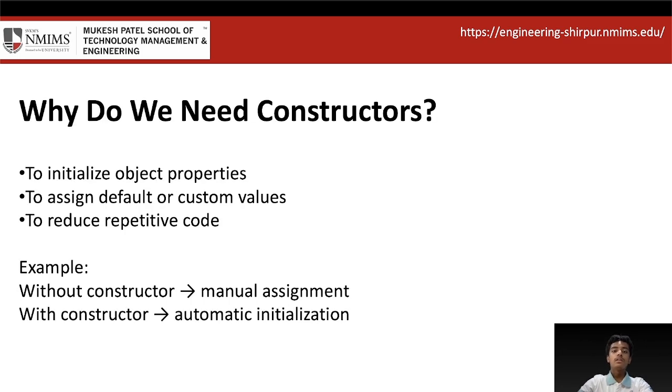In simple terms, we can think of a constructor as the initial setup that happens when an object is created. So why do we need constructors? Constructors help us initialize object properties efficiently. Without constructors, we would need to assign values manually every time we create an object. This not only increases code repetition but also makes the program less organized. So constructors make our code cleaner, shorter, and more efficient by handling initialization in one place.